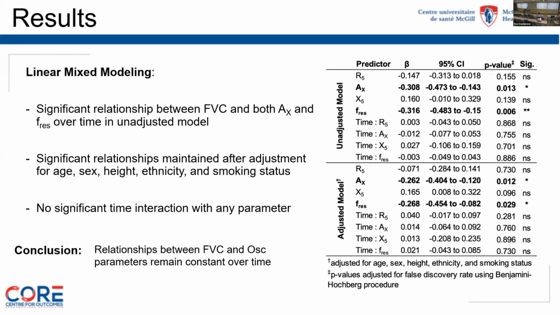What we found was a significant relationship between FVC and both AX and FRES, as you can see here in bold, in our unadjusted model. And when we adjusted the data set to account for age, sex, height, ethnicity, and smoking status, all of which could potentially impact FVC, we found that these relationships remain significant.